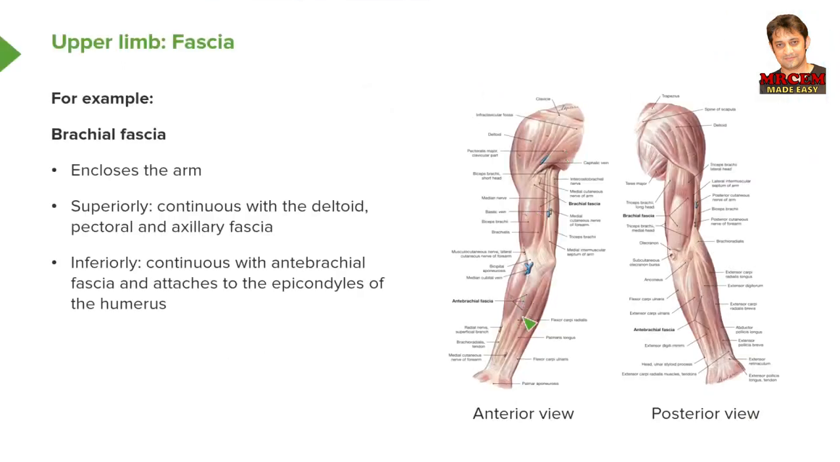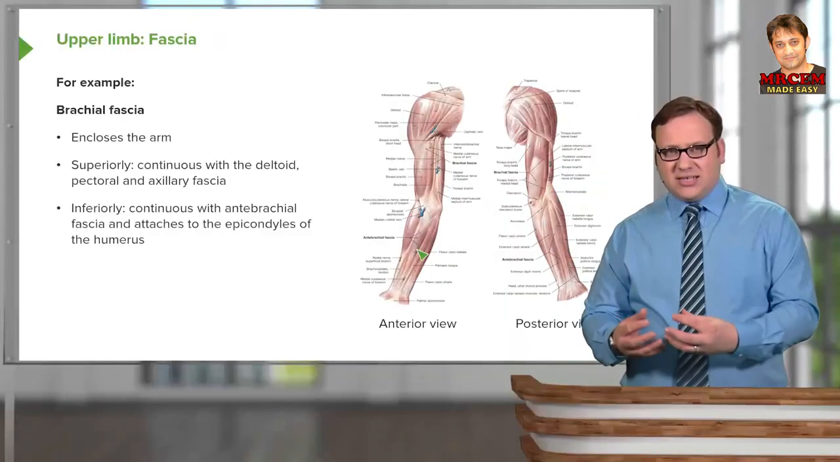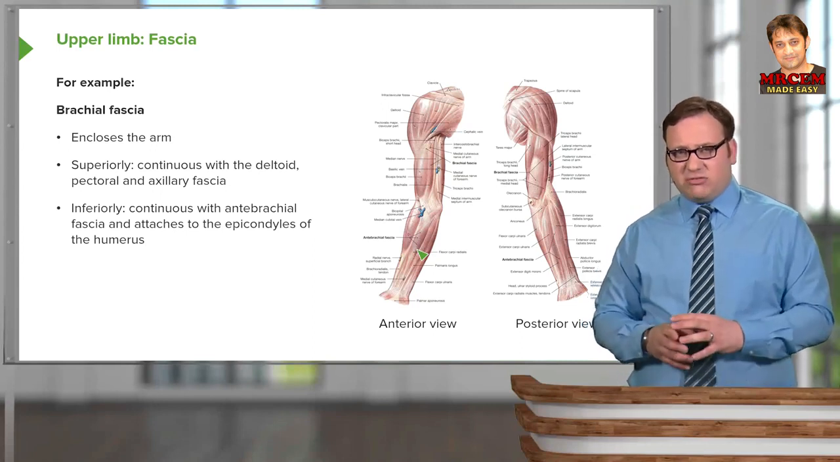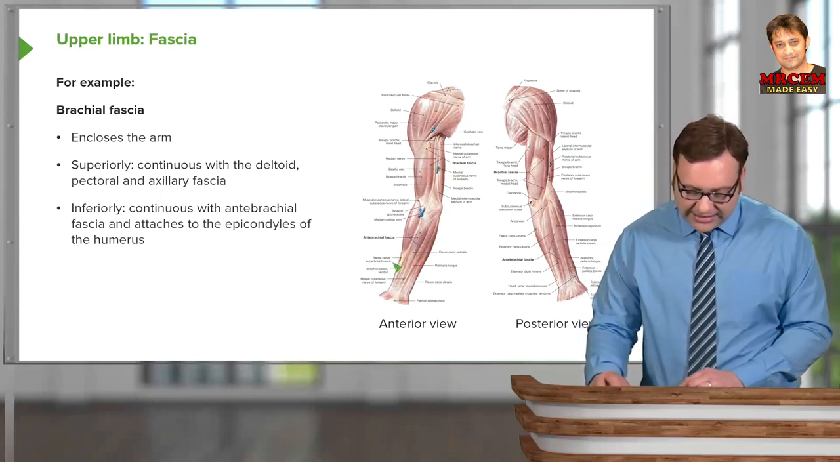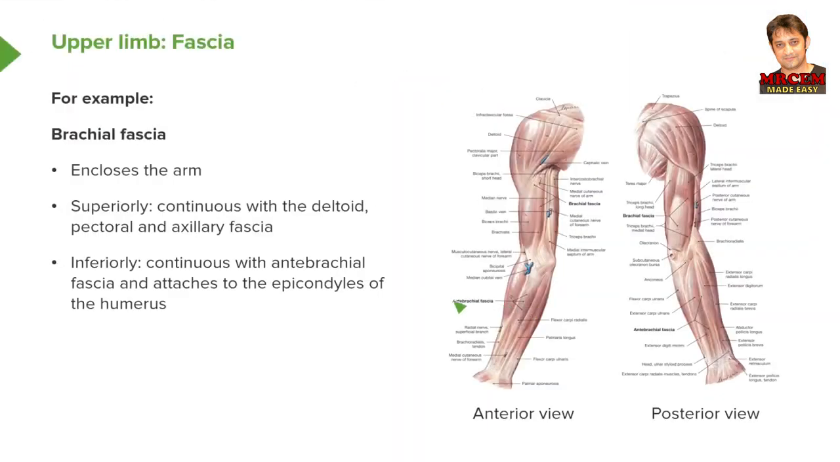Inferiorly, the deep fascia is going to be continuous with what's known as the antebrachial fascia. Now, antebrachial indicates the fascia surrounding the forearm. So here we have the anterior aspect of the forearm, and we have the antebrachial fascia covering it. And we can see we've got this continuous layer. The brachial fascia also attaches to the epicondyles of the humerus, and this helps to anchor it down in position. And we'll talk about that later on when we mention the bicipital aponeurosis. So here we can see this deep fascia running all the way along the upper limb.